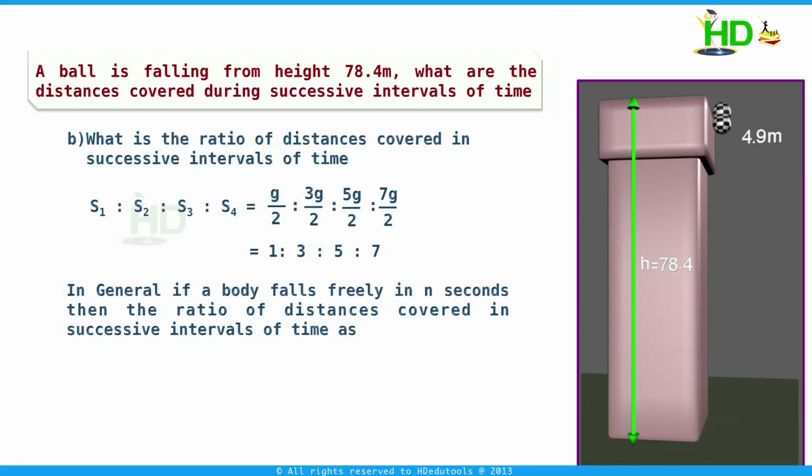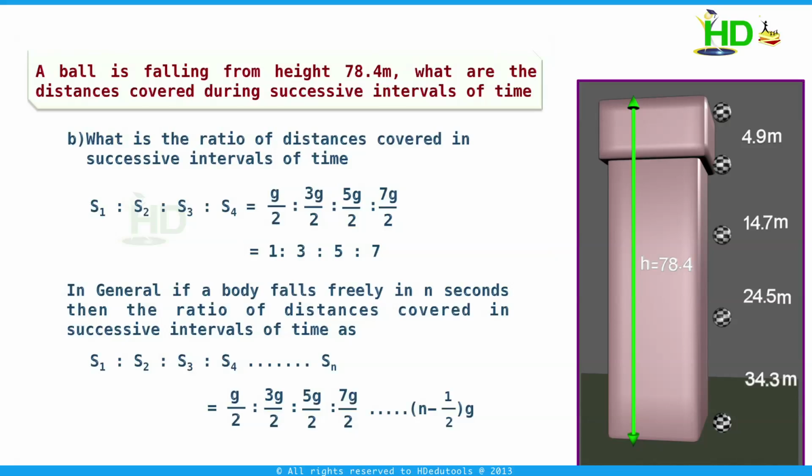In general, if a body falls freely for n seconds, then the ratio of distances covered in successive intervals of time S1 : S2 : S3, etc., up to Sn, is equal to g by 2 : 3g by 2 : 5g by 2 : 7g by 2, up to (2n minus 1) by 2 into g. And this ratio we get as 1 : 3 : 5 : 7, and the last term is 2n minus 1. Or we can say Sn is proportional to 2n minus 1.